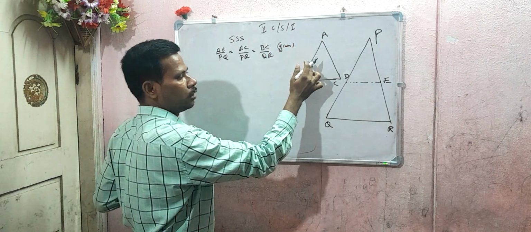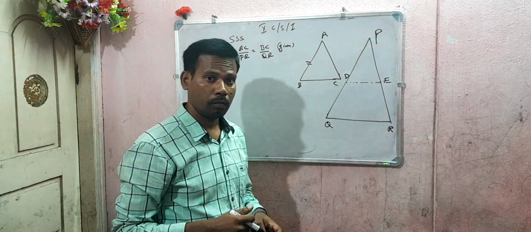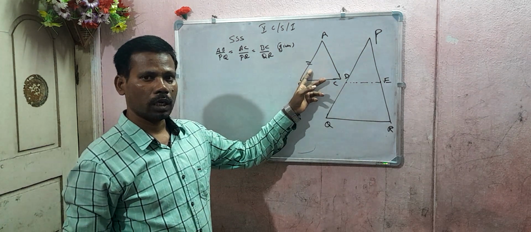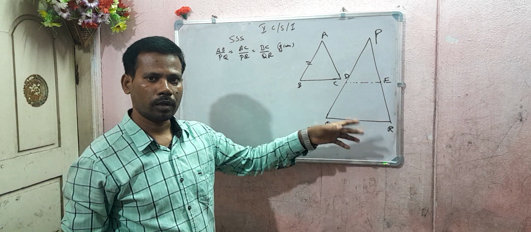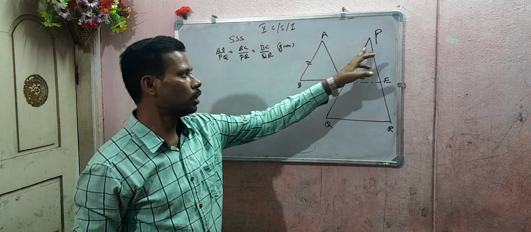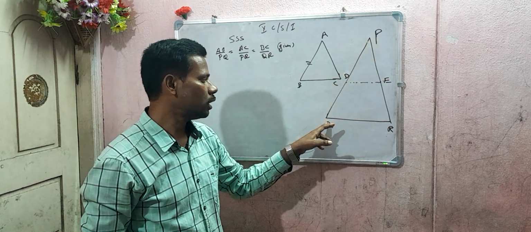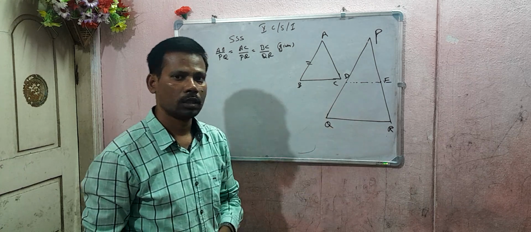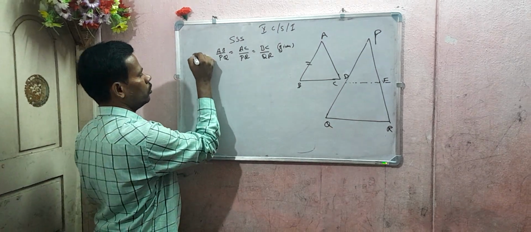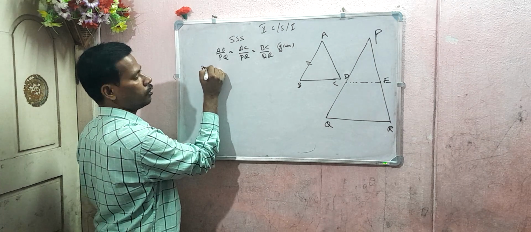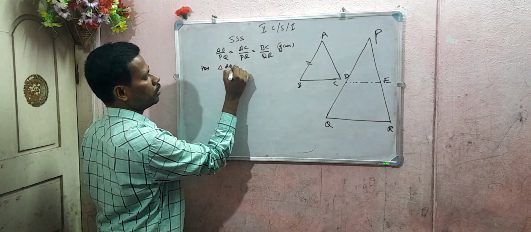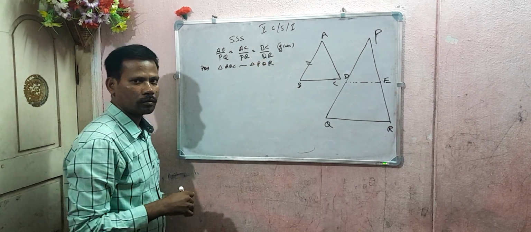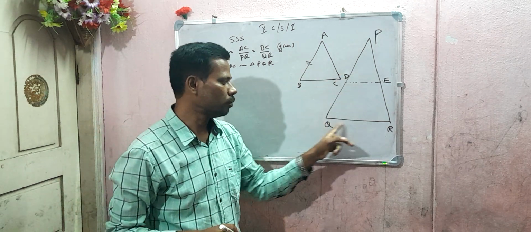What did I say just now? The SSS axiom is, if the corresponding sides of one triangle are respectively proportional to the corresponding sides of another triangle. That means for side AB, the corresponding side is PQ, AC is PR, BC is QR. That is given. Now what we have to prove? Triangle ABC is similar to triangle PQR.